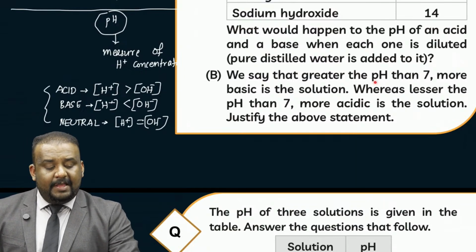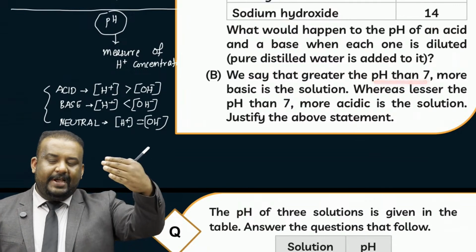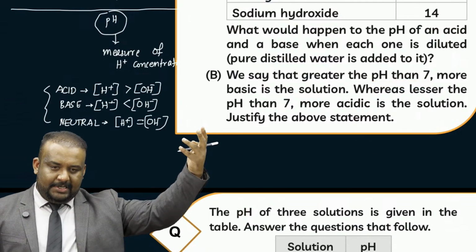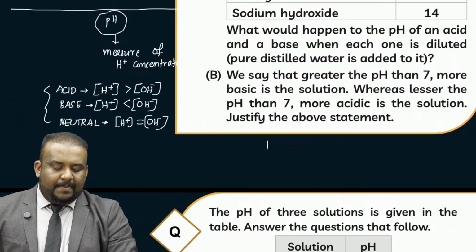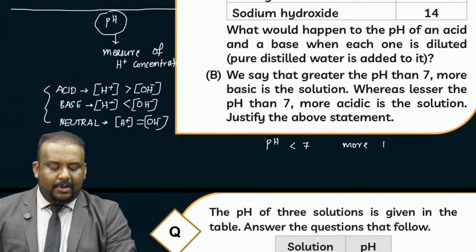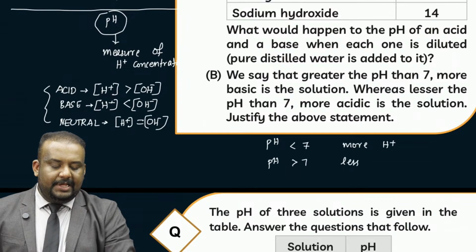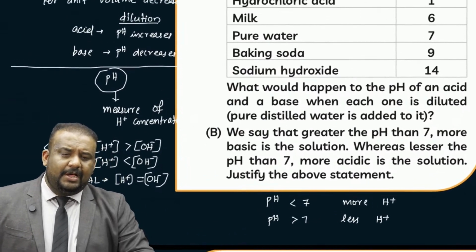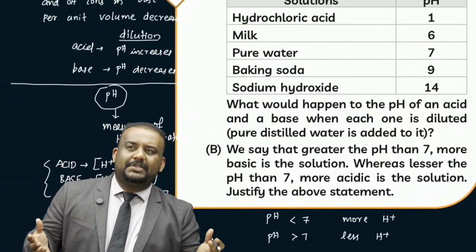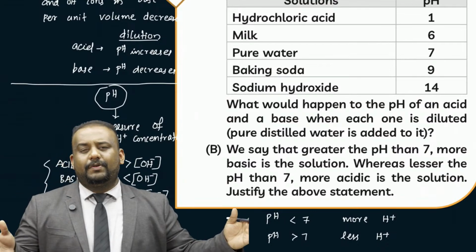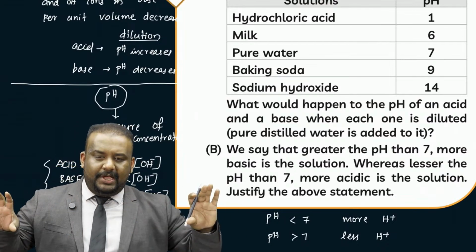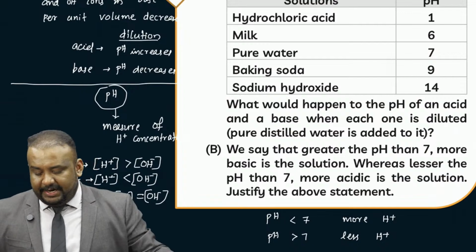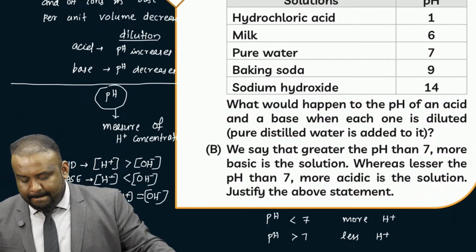So remember that pH less than 7 means the H plus ion concentration is higher. pH less than 7 means there is more H plus. pH more than 7 means there is lesser H plus. So this relationship you have to remember, because quite a few times this kind of questions have been asked. Like they give you the pH of various solutions and they ask you to arrange them based on the increasing order or decreasing order of H plus concentration. Is that clear?